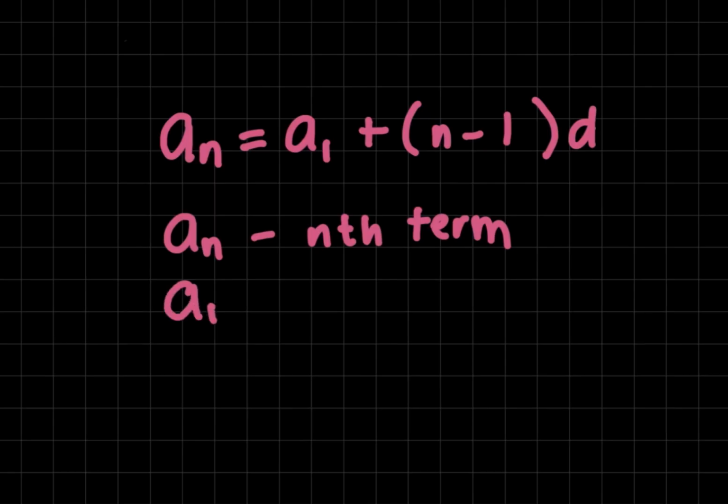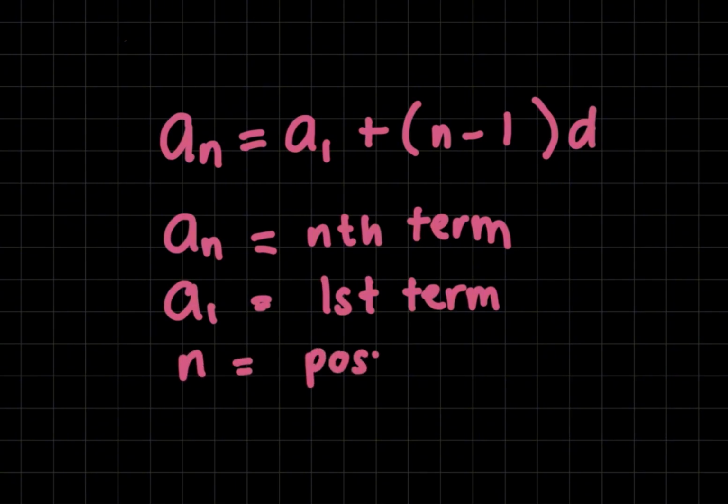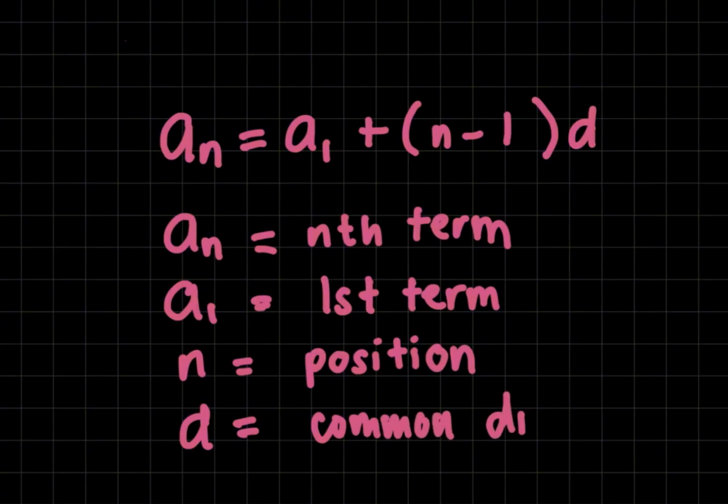and then a sub 1 is the first term of the sequence, and then n is the position of the term we want to find, and then d is what we call the common difference. Okay, so this is our formula, and I think now that we discuss our formula, we're ready to solve.